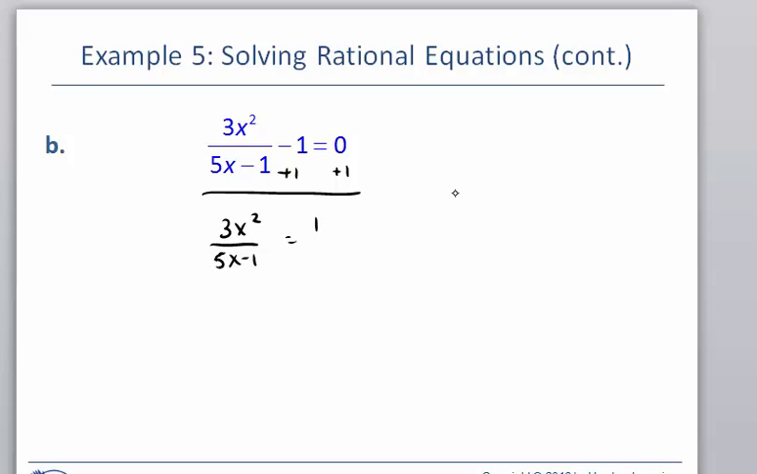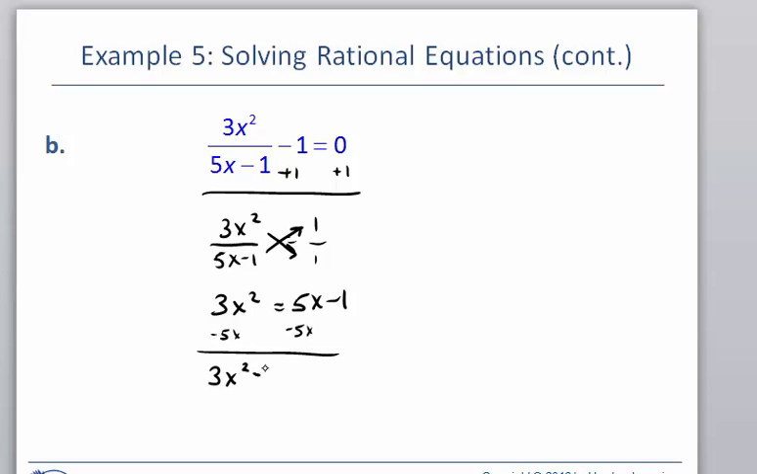And again, we can use cross multiplication to take care of our fraction, keeping in mind that this 1 is over a 1. When we cross multiply, we get 3x squared. And going the other direction, we get 5x minus 1. And so again, we have a quadratic equation. Let's move everything to one side and see if we can solve it. So I'm going to subtract the 5x off first. So 3x squared minus 5x is equal to negative 1.